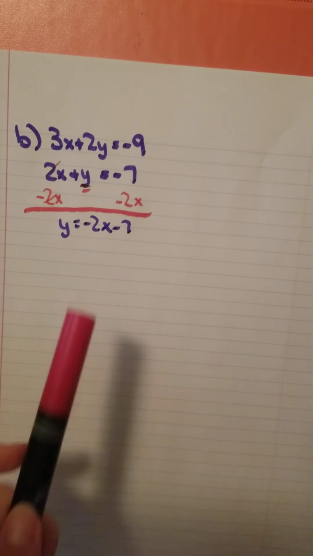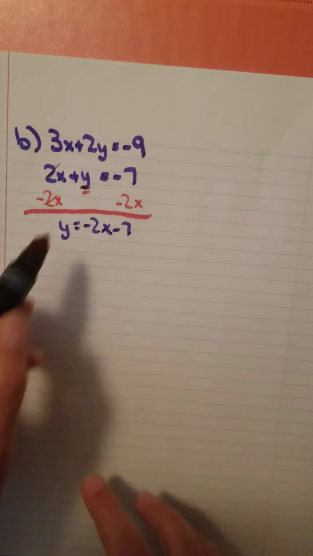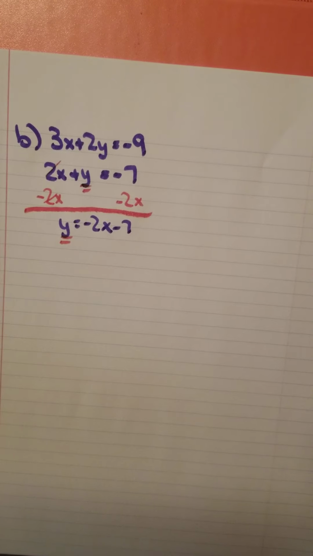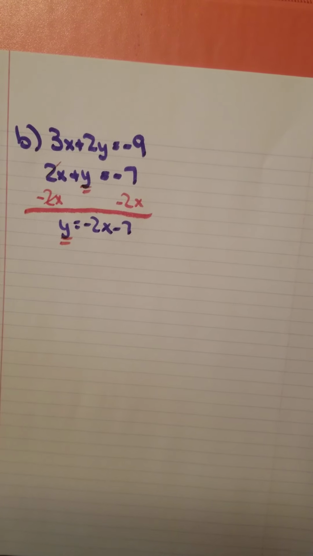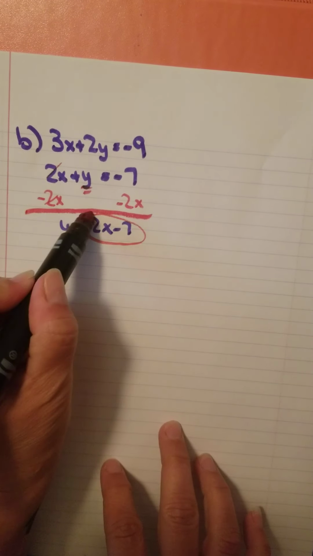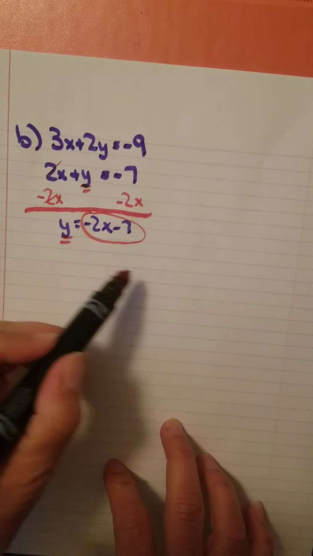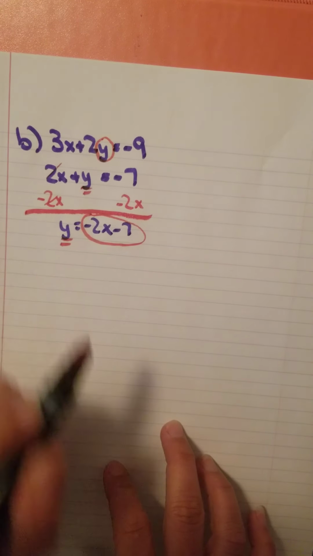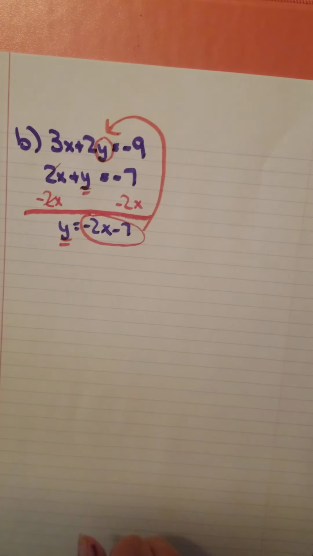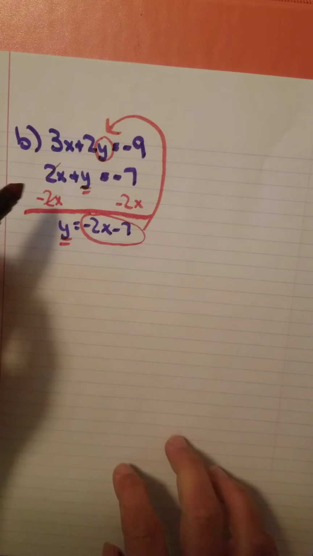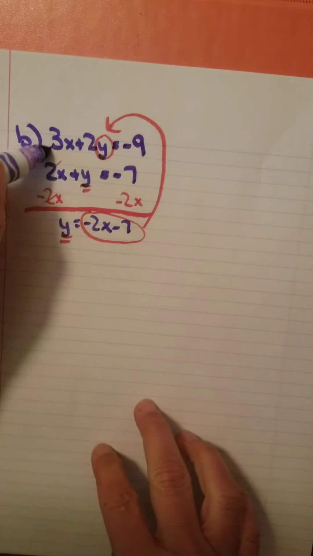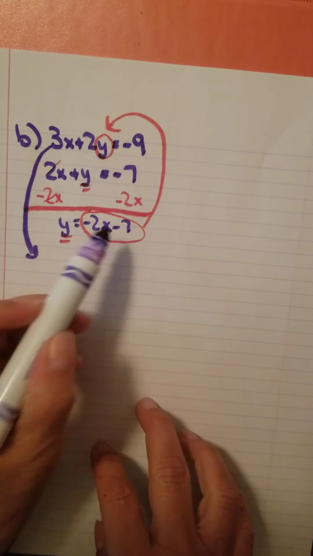Since the letter's alone, now we can go to step 2. We have this y that's all by itself. Step 2 says substitute what you solved for in place of the variable in the second equation. So I know that y equals negative 2x minus 7. That means in the other equation, it also equals negative 2x minus 7, because these equations are together. So what I'm going to do is bring down my first equation, and I'm going to change my y to what y equals in the second equation.